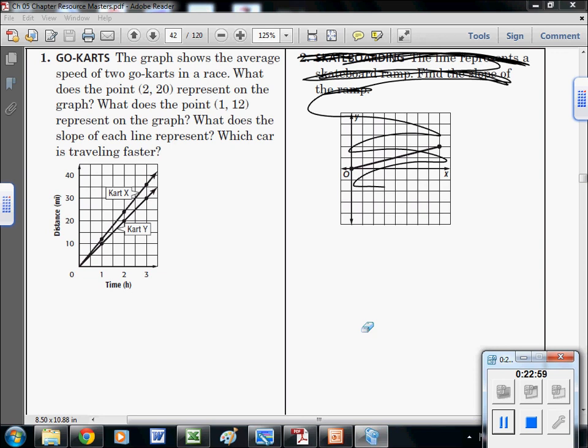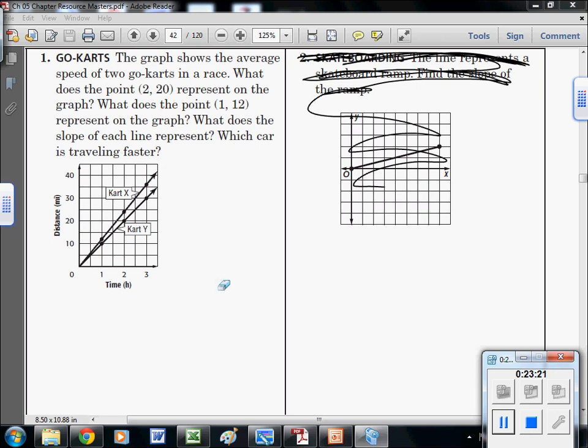The instruction says it's about go-karts. And the question says, the graph shows the average speed of 2 go-karts in a race. What does the point (2, 20) represent on the graph? What does the point (1, 12) represent on the graph? And what does the slope of each line represent? And which car is traveling faster? So here's what they want us to do.